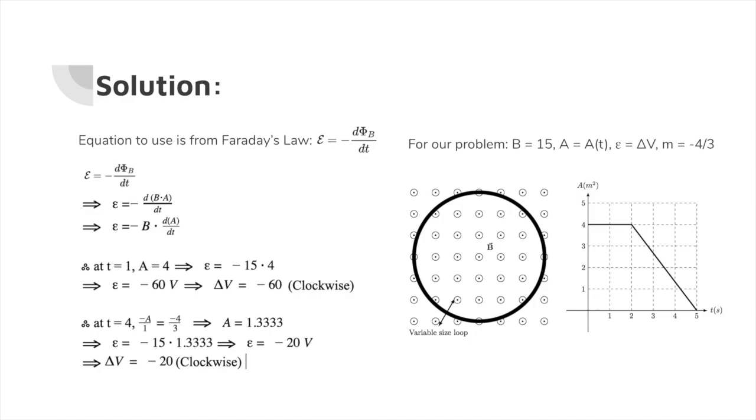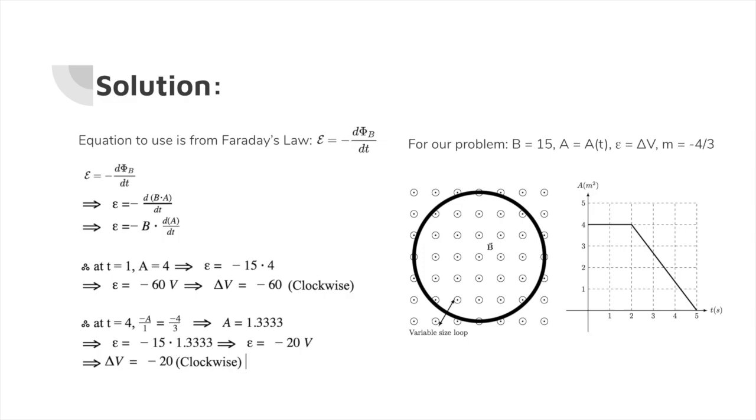So, therefore, that means that at t equals 1 second, and we look at our graph, A equals 4, which, plugging into our equation, we get -15 Tesla times 4 meters squared, which gets us an EMF of -60 volts, which is equal to a potential difference of -60.